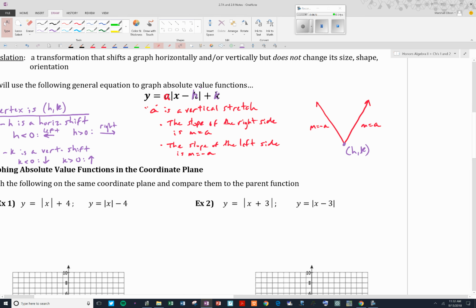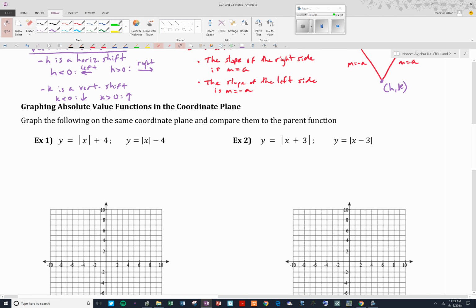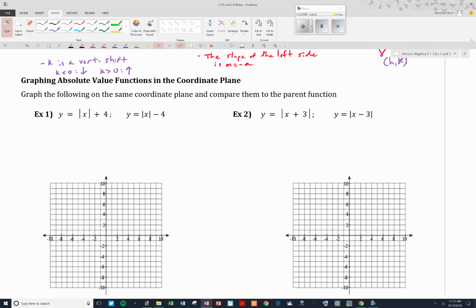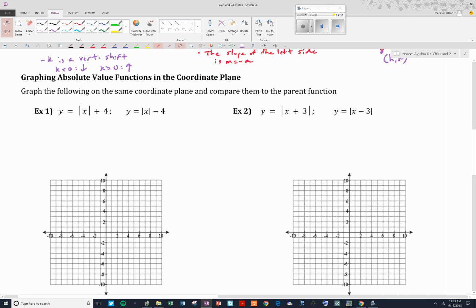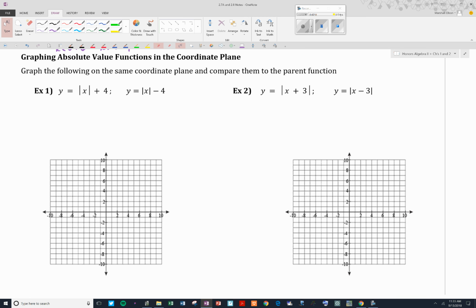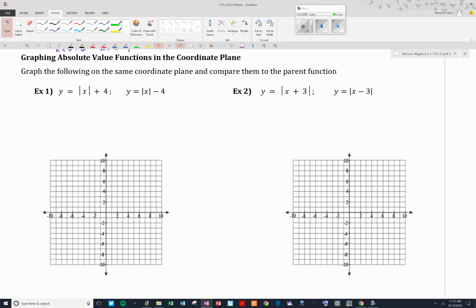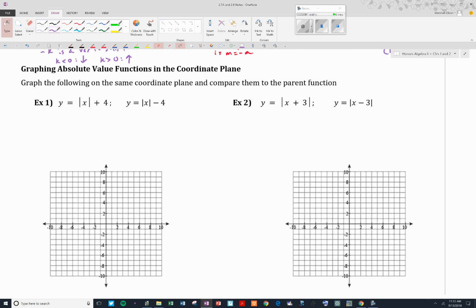Alright, so let's see how that affects some actual functions here. And at any time, obviously, if you need to, this is a video, pause it, listen to something again, rewrite something, go ahead and do that. Okay, so let's take a look at our first example here. Just so I don't have to keep scrolling up and down, I'm going to write down the function that we're dealing with right here.